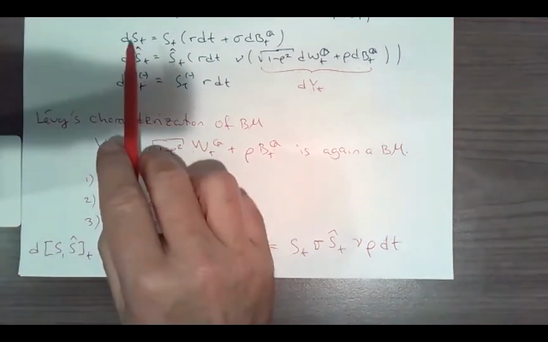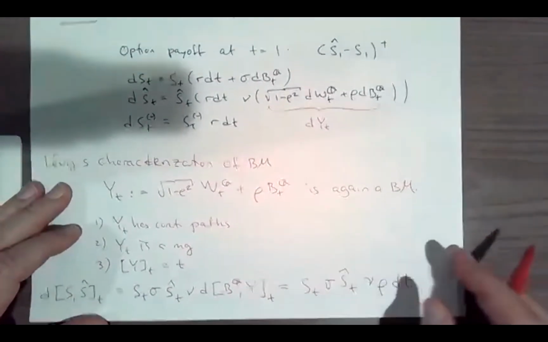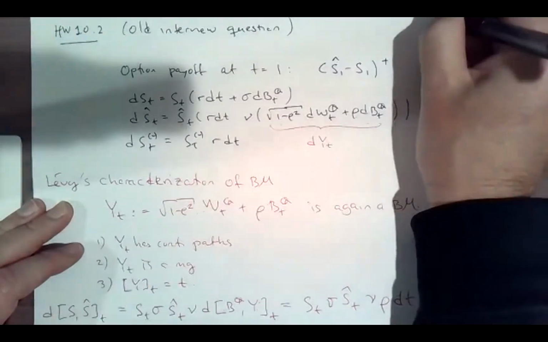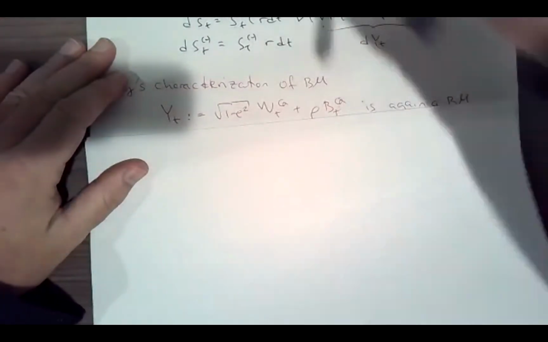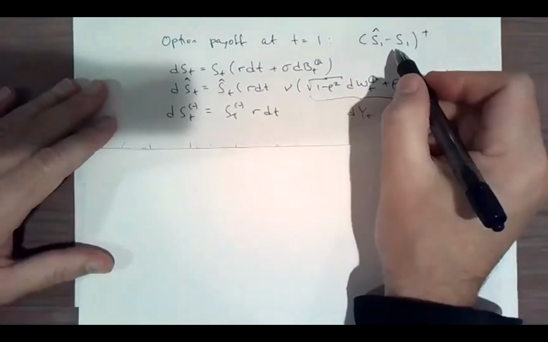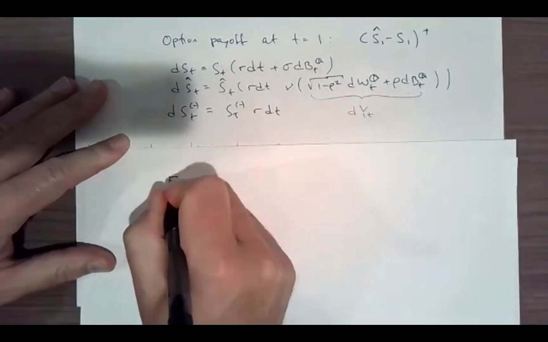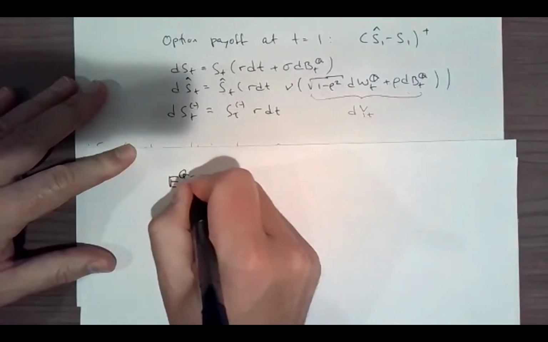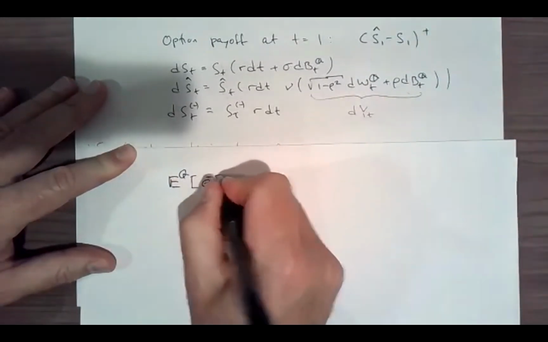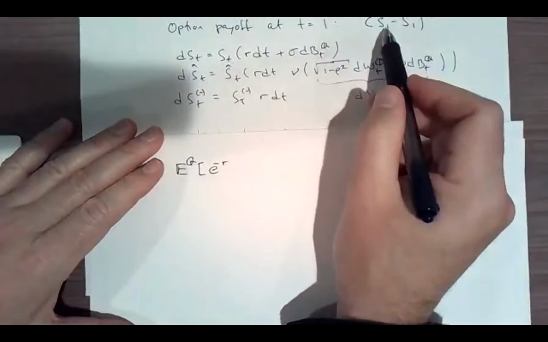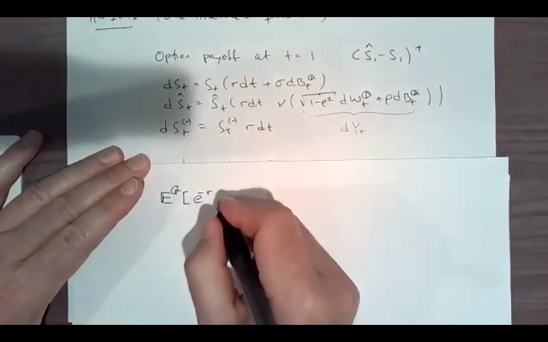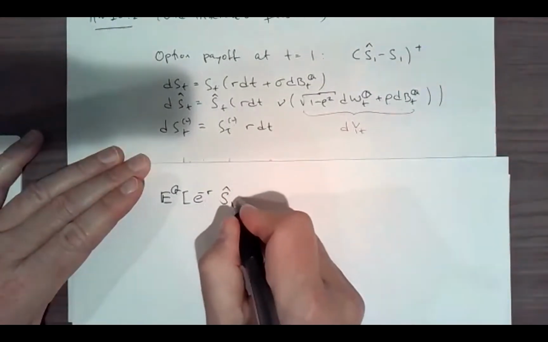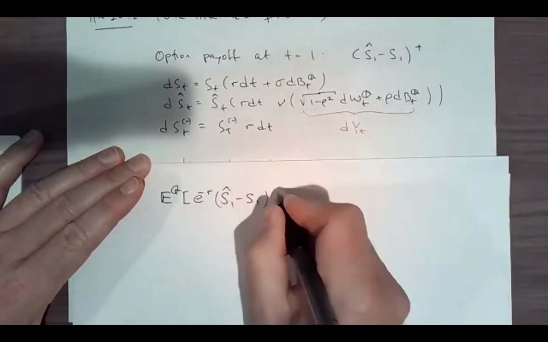Okay, so this was just a side comment. So what do we have now? We're interested in pricing this payoff, right? So what we have to do is compute a conditional expectation under Q, and then you discount it. So there's going to be e to the minus r. Remember the time horizon is 1. You're getting the payoff at time 1, and the payoff is S hat 1 minus S1, and then the positive part.